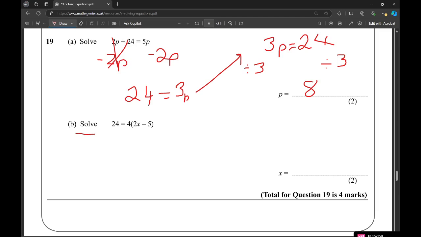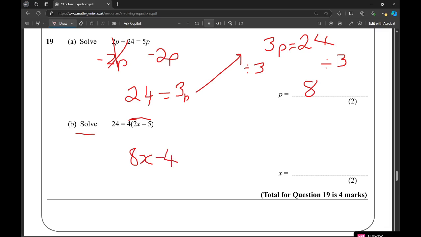Topic. So, looking at solving equations. So, part B, solve 24 equals 4 lots of 2x minus 5. So, step one, if you expand the brackets. So, 4 times 2x, that'll be 8x. 4 times minus 5 is minus 40.